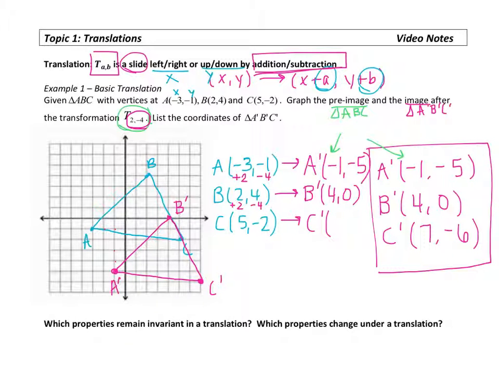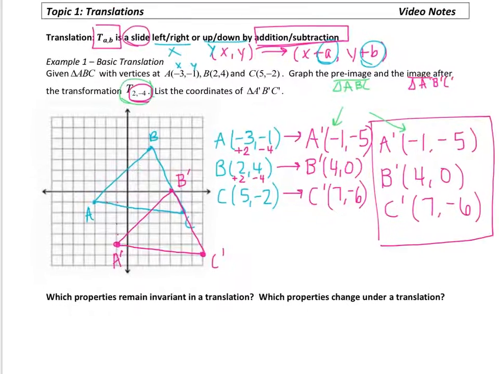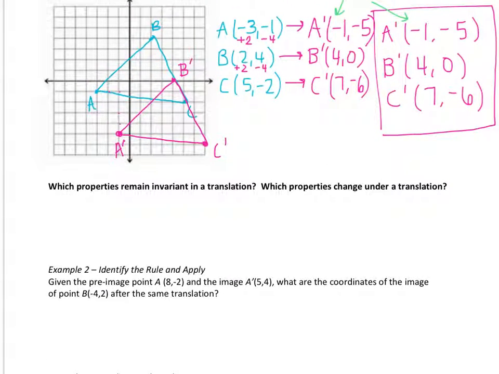And C prime, I'm going to do the same thing. 5 plus 2 is 7. -2 take away 4 more is -6. So again, same answer. It's just one way is doing it algebraically, the other way is doing it graphically. Our next question here says, what properties remain invariant? And if you think back to the vocab that we had at the beginning of this unit, invariant means stays the same.